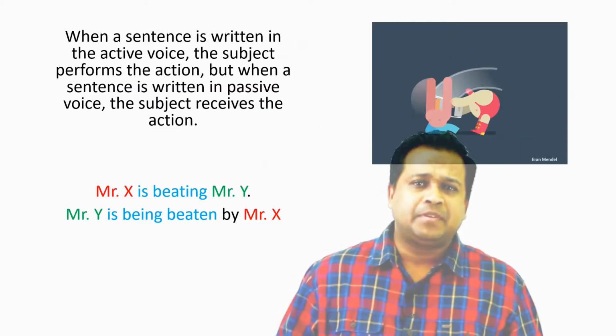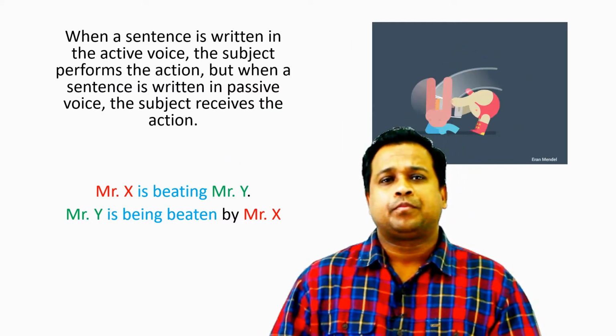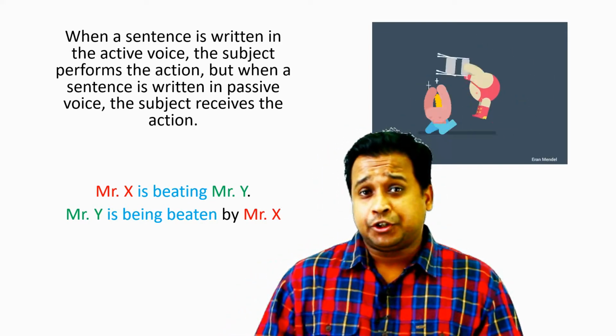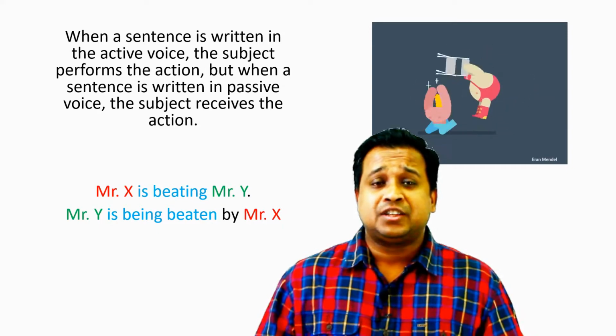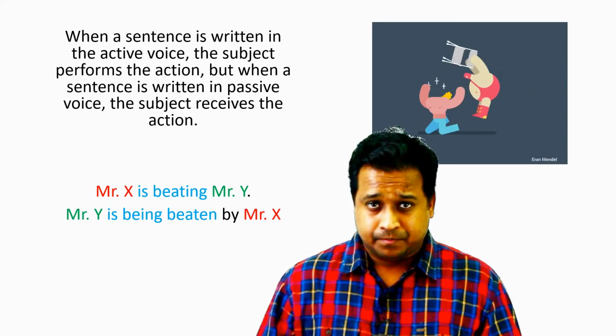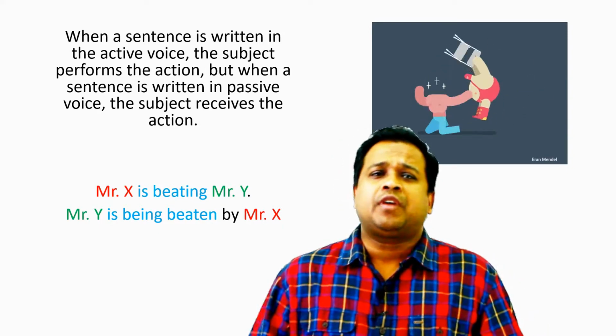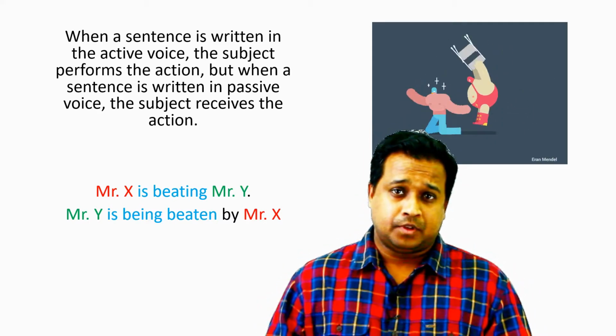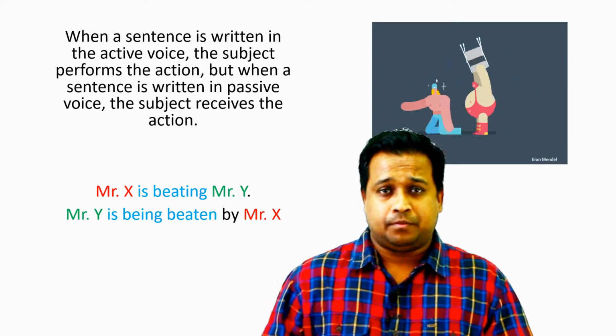So what exactly happens in a voice? Very simple. When we write a sentence in an active voice, we try to show that the action has been done by the subject. And in passive voice, we try to show that the subject has received the action. You can see the example here.